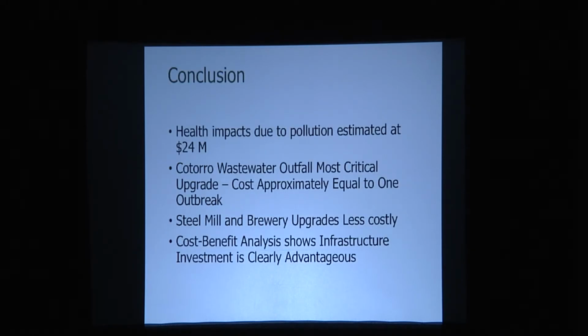So in conclusion, the health impacts of pollution are estimated at about $24 to $28 million. The Cotorro wastewater plant would be the most critical upgrade due to the nature of its effluent, which is very harmful. The steel mill and brewery upgrades cost less, but you need to investigate whether their funding is feasible. And finally, the cost-benefit analysis shows us that it is very important to upgrade the current wastewater infrastructure in Cuba. Thank you.